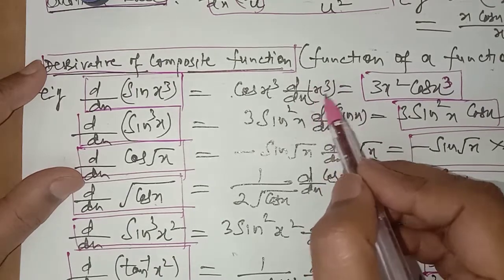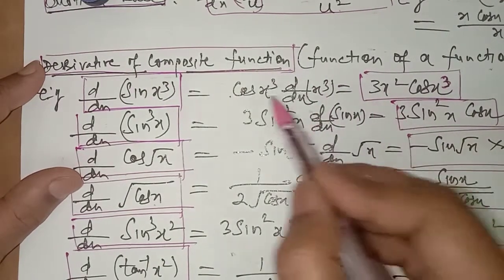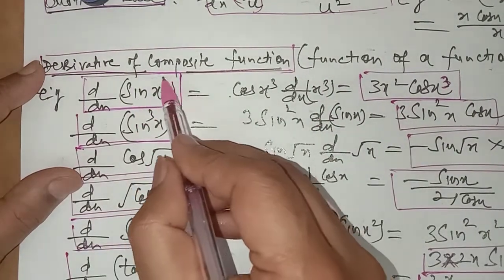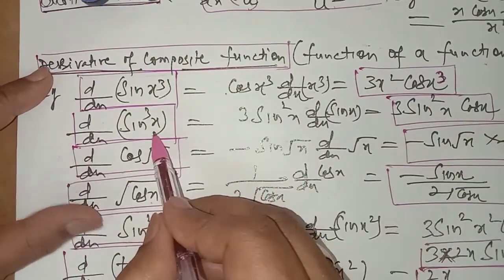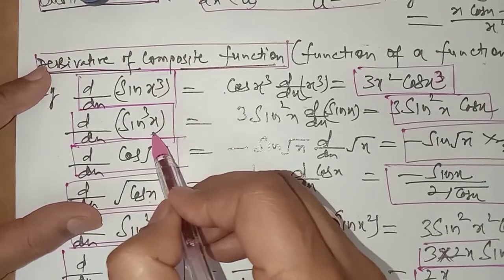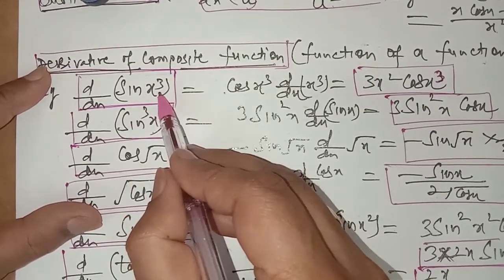Now derivative of x cube is 3x square. So derivative of sin into derivative of x cube. Now see it very carefully. The difference between these two functions is that we have sin and the power is of the angle.